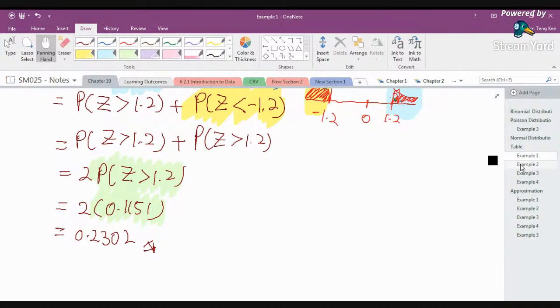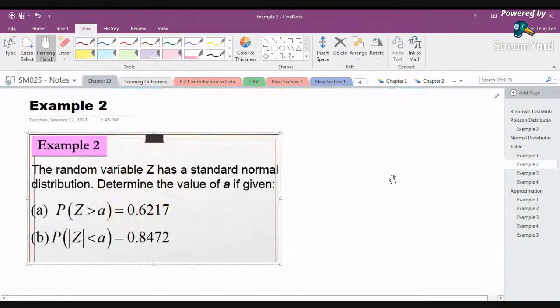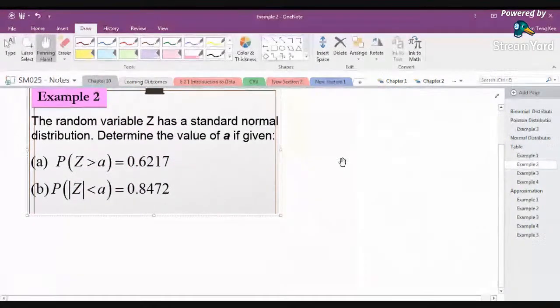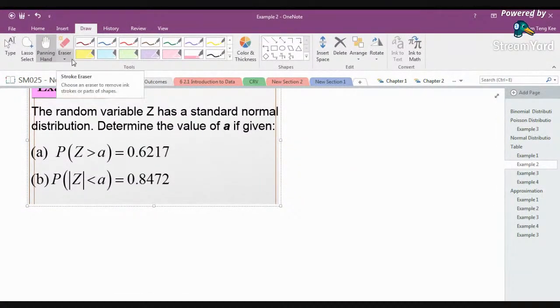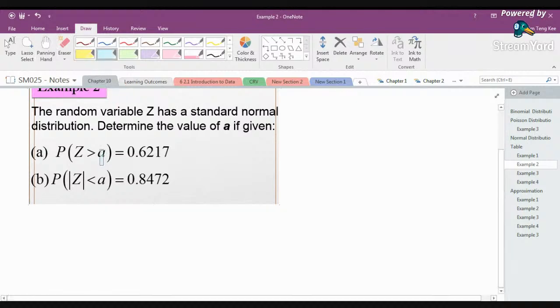Go on. For example number 2. Now we are going to do the reversing process. Just now we found the probability. Now you're given the probabilities and we want to find out what is the corresponding Z value. Just now we used the Z value to find the probability. Now the other way around, from probability we find the Z value. And let's see how we can get the answer here.